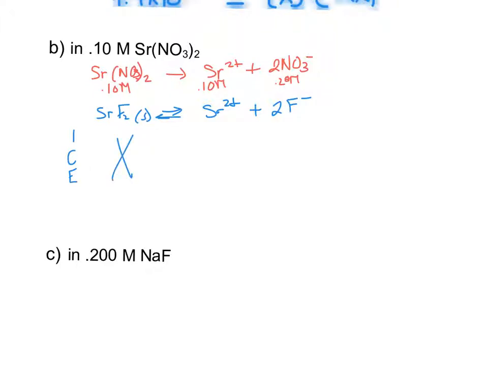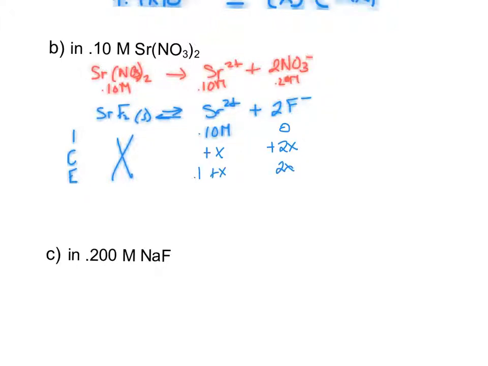So this is a solid, I don't care about it. Initially, this is 0.1 molar from the Sr(NO3)2. This was 0.1 molar there. And initially, I don't have any of my fluoride. And then some of the SrF2 is going to dissociate, and so I'm going to gain X here, and I'm going to gain 2X here. So this is 0.1 plus X, and this is 2X.